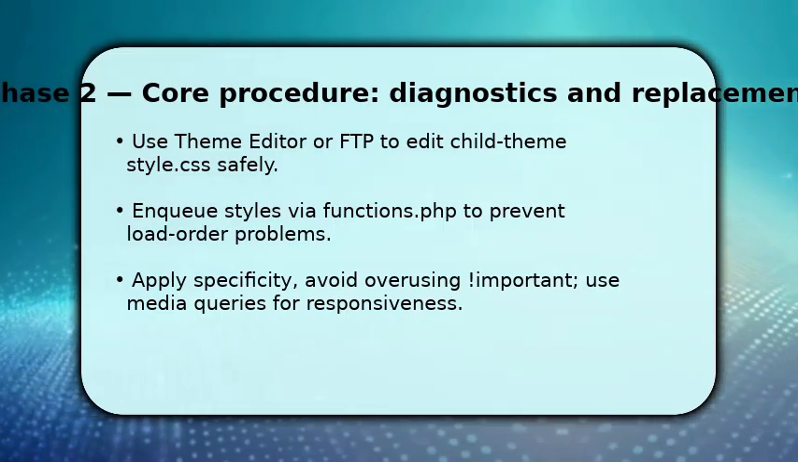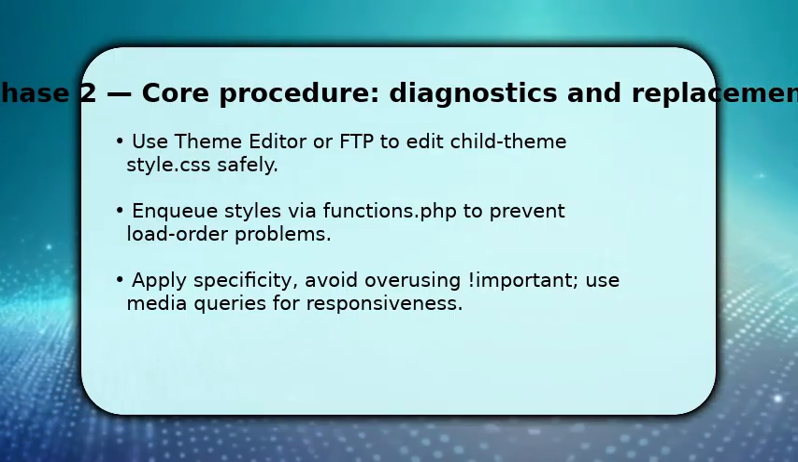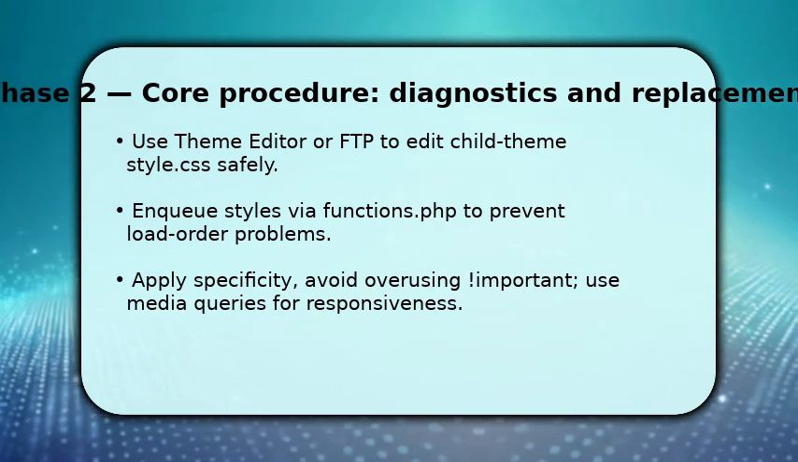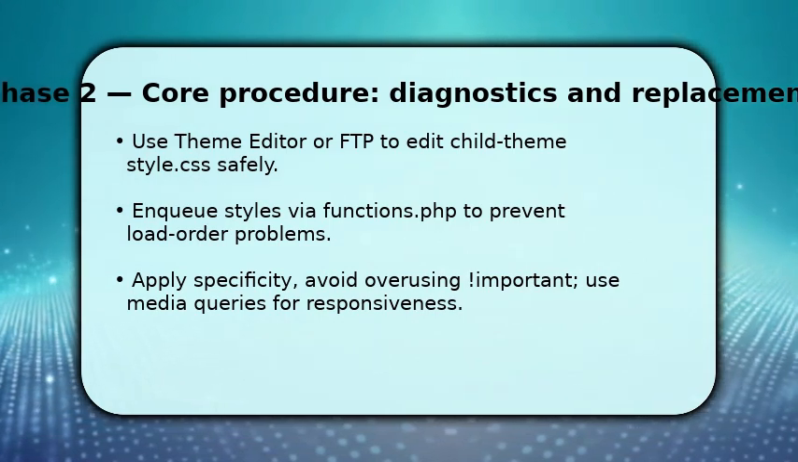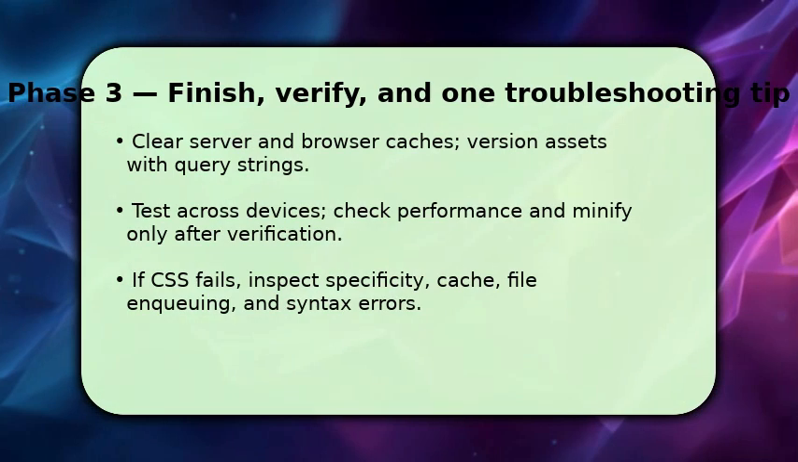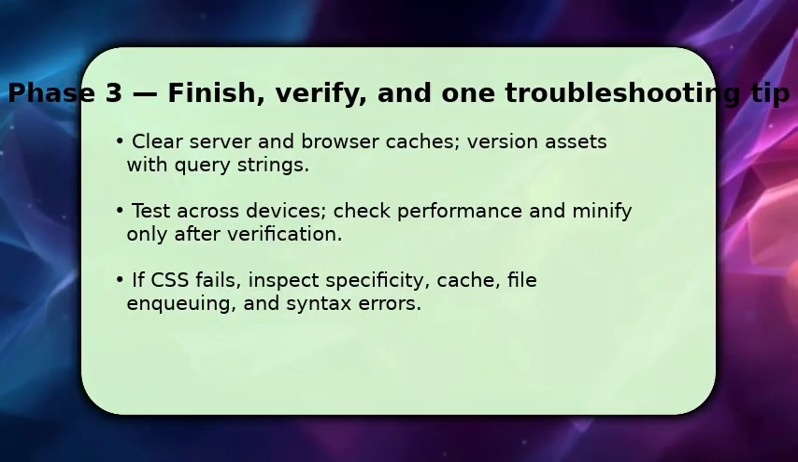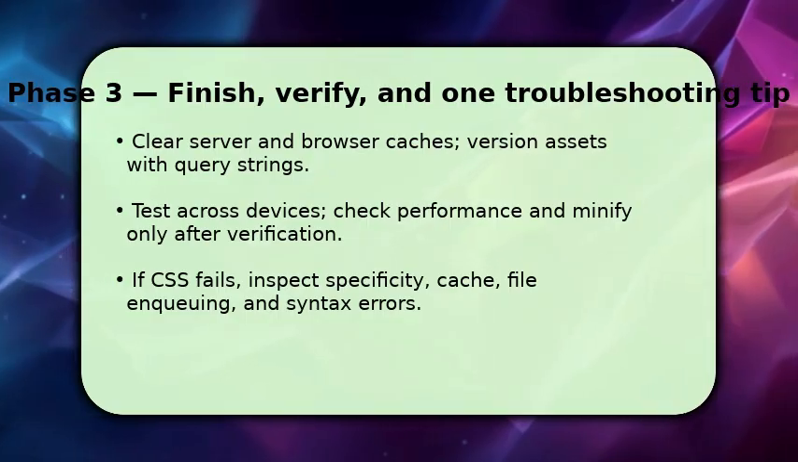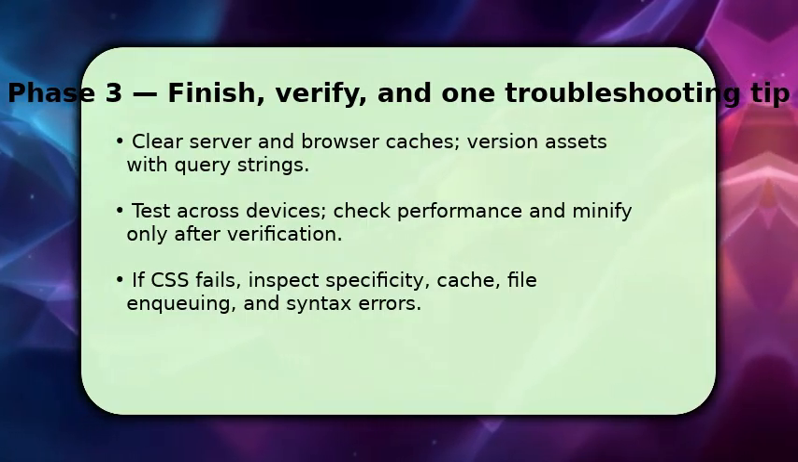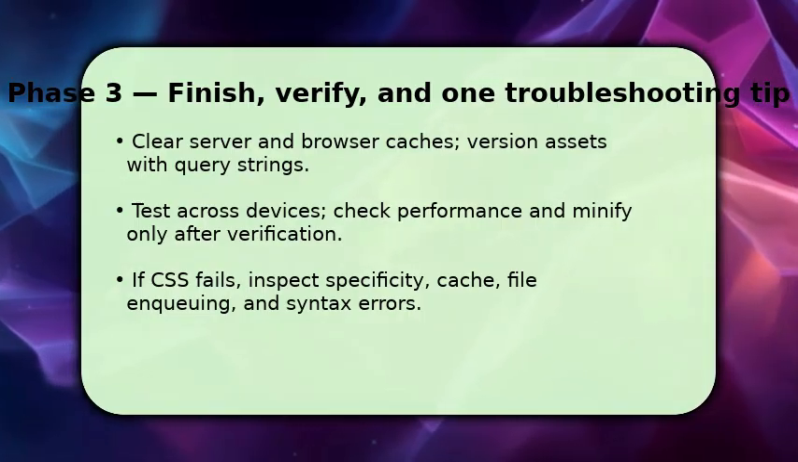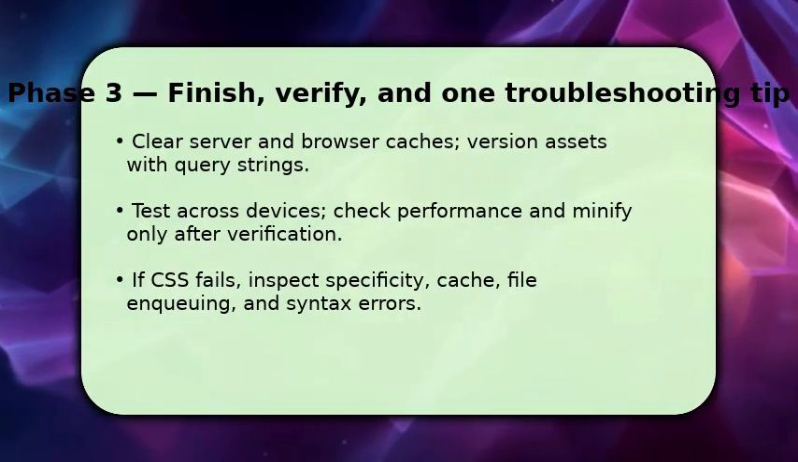As you work, test each change in the inspector, save, and reload. This step ensures your edits apply in the correct cascade and don't break layout elsewhere. Finish by clearing browser and server caches and reloading pages to see final effects. Use versioning, file v=1, 2, so browsers fetch the latest CSS. Then test across devices and screen sizes and only minify or concatenate after confirming behavior.